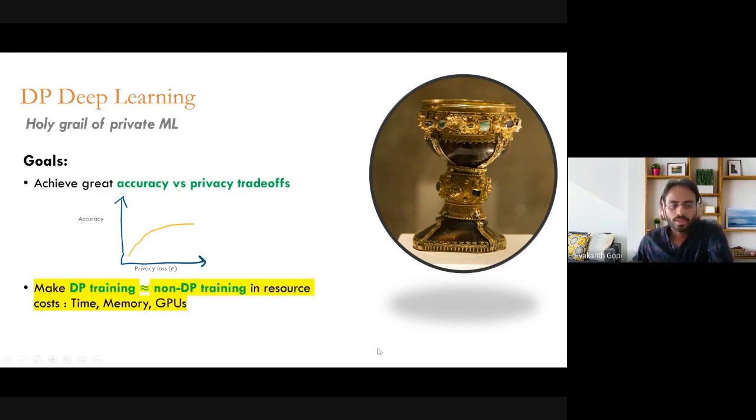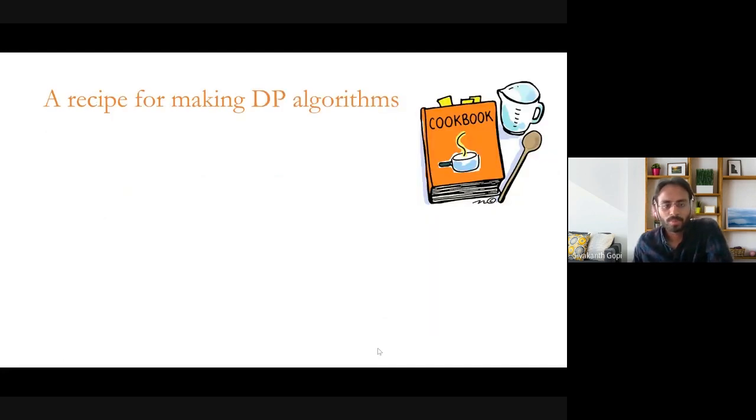And the other goal is to make differentially private training as close to non-differentially private training, the usual deep learning, in terms of resource costs, like how much time you need to train, how much memory you need to train, how many GPUs you need. So this is the second goal, and these two are pretty important if this technology is to succeed. In this talk, I'll focus on the second goal, which is how can we get DP training closer to non-DP training in terms of resource costs. But broadly, these are the main goals in this problem.